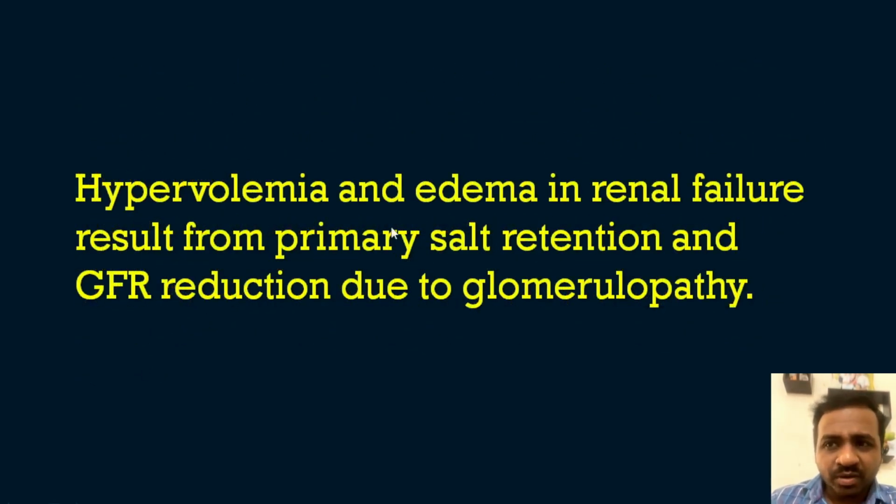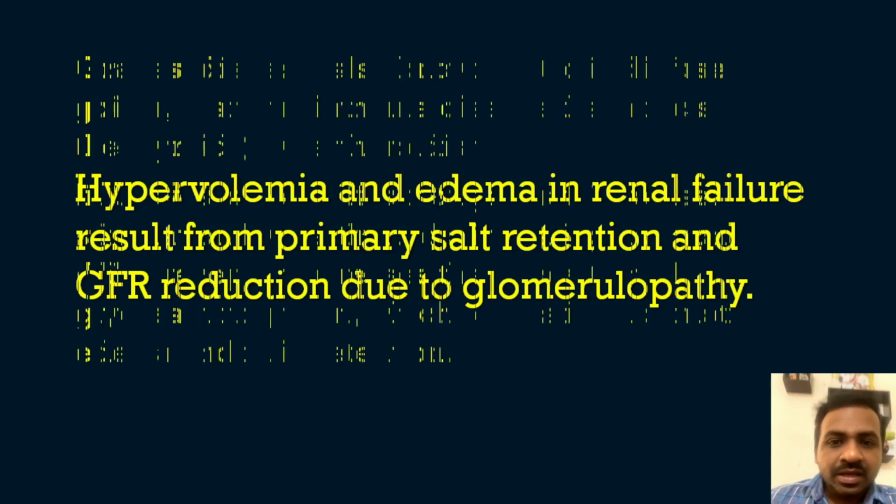Then what is happening in renal failure? The hypervolemia and edema in renal failure result from primary salt retention and GFR reduction, which is due to glomerulopathy. So what is happening in renal failure is that hypervolemia and edema occur because of GFR reduction due to glomerulopathy.